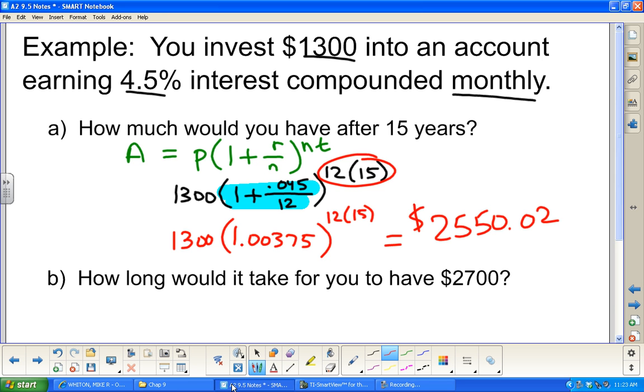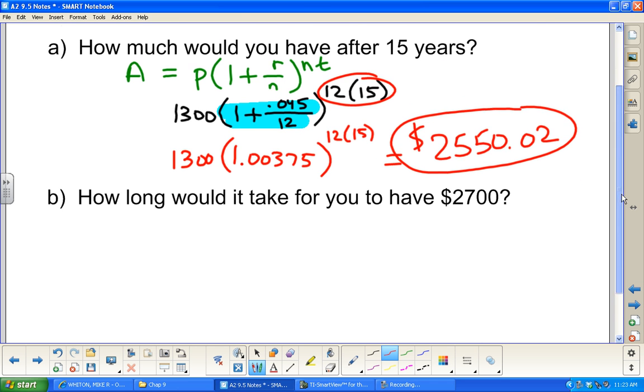Okay, so not bad. We only started with 1300. We almost doubled our money. It took 15 years, so I guess it's a little bit slow, but hey, free money sitting in a bank account. You do a retirement account or something. It's going to be in there for a long time.